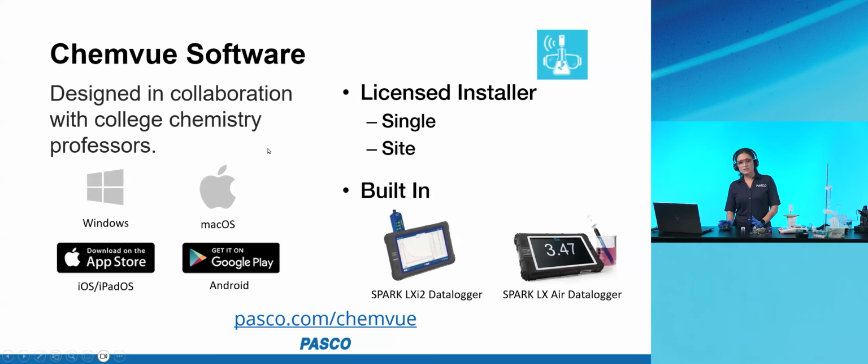And how do you get Chemvue? Well, you go to pasco.com/Chemvue, and there are a couple of purchase options available. This does have a license requirement, so you can either buy a single user license for your individual or personal device, or you can get a site license for all of the devices on your campus. And go to pasco.com/Chemvue to look at those options or talk to your local representative.